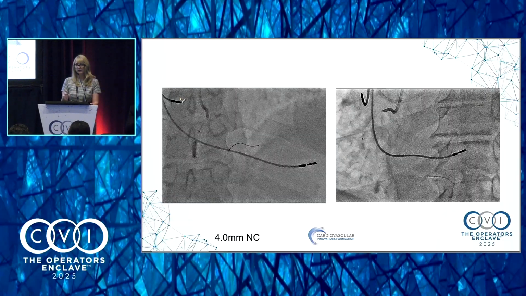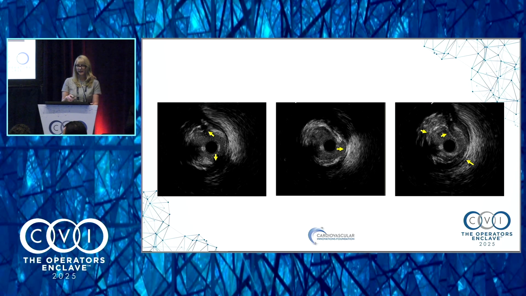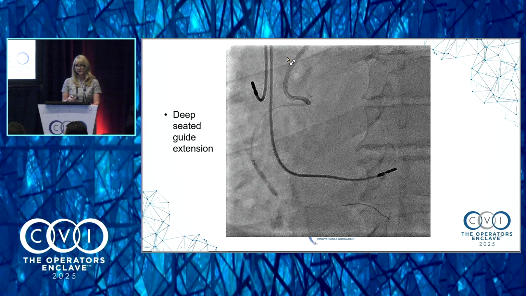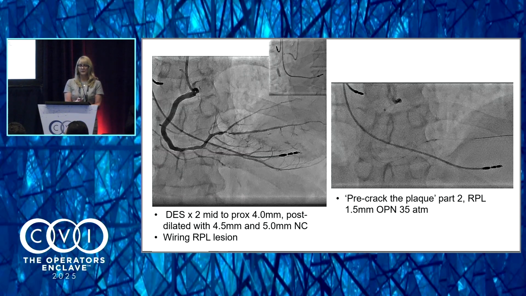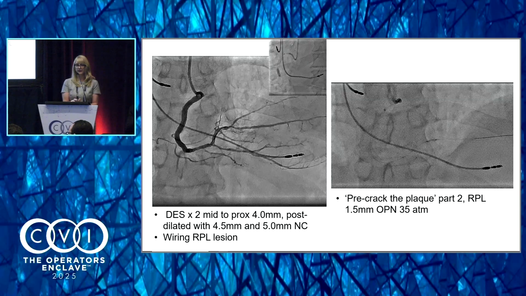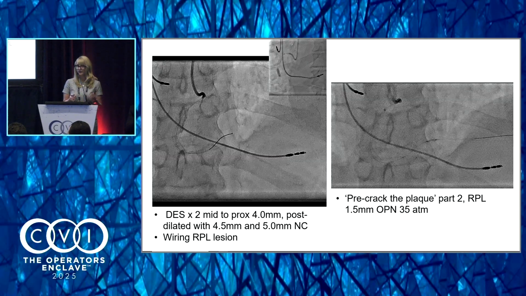I then went down with a 4.0 NC throughout. And you can see again that concept of expanding cracks as we go up with these larger balloons, which are marked with the yellow arrows. I took a deep-seated guide extension down and started to deploy my stents through the mid-vessel. So I deployed 2 drug-coated stents and dilated with large NCs. And then I had the distal disease to deal with.